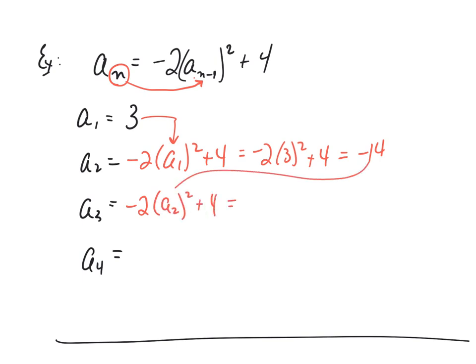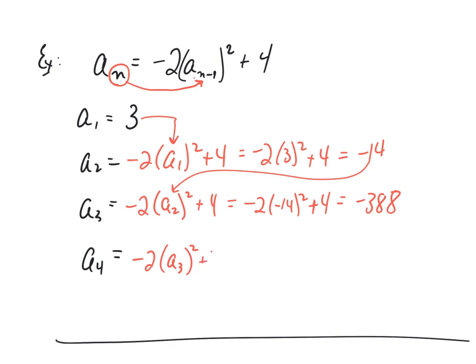But we now know what a sub 2 is because we just figured it out. A sub 2 is negative 14. And so a sub 3 is going to be negative 2 times negative 14 squared plus 4. And if I'm punching okay, I hope I did, feel free to double check me there. I get negative 388.